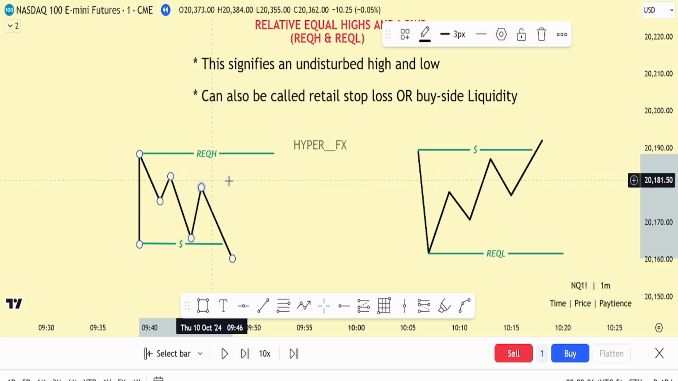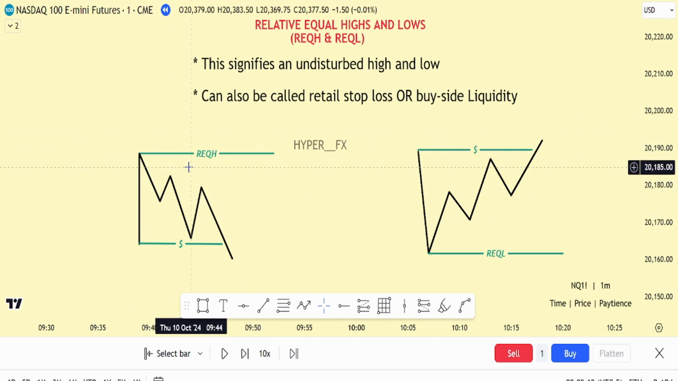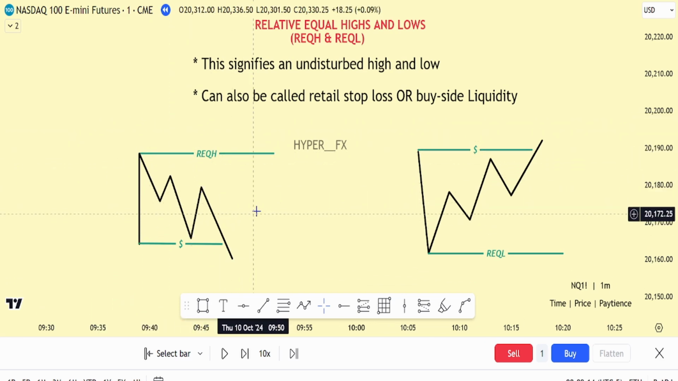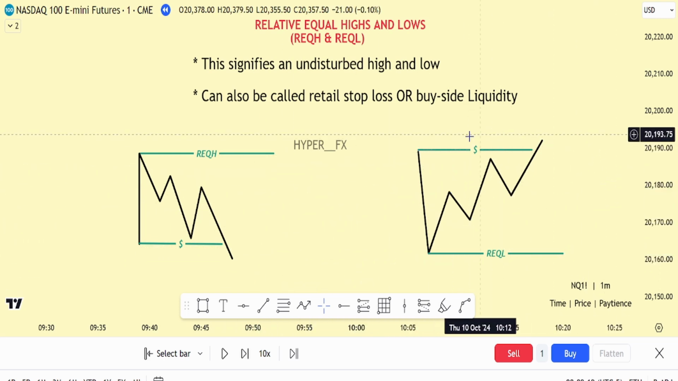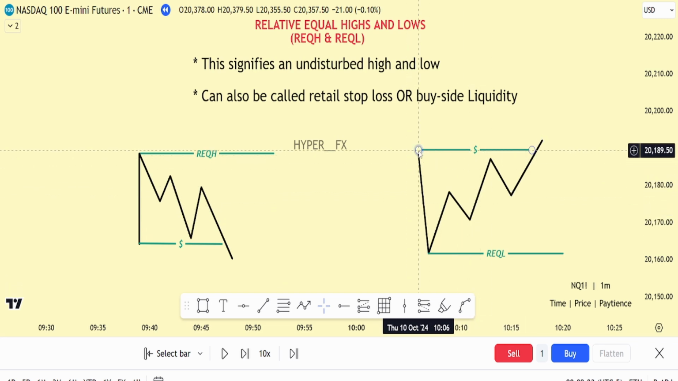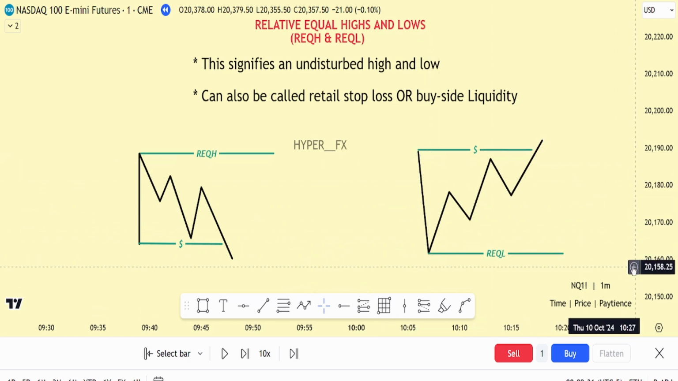I'll bring this down. I'll show you now a perfect example of this in live market. I will take your attention to the right now. We are now looking at this range, this high and this low. Looking at this range in price, which one do you think is the open high or the relative equal high?